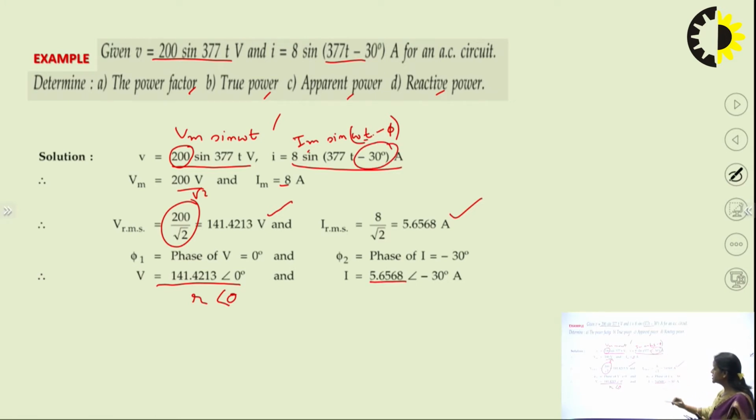So the RMS in polar, and this point should be remembered. If you are writing the value in the polar form, this R is always the RMS value.